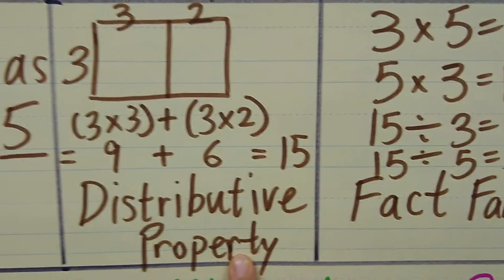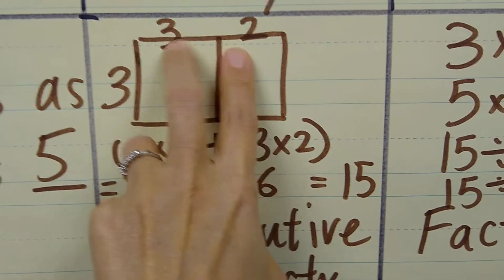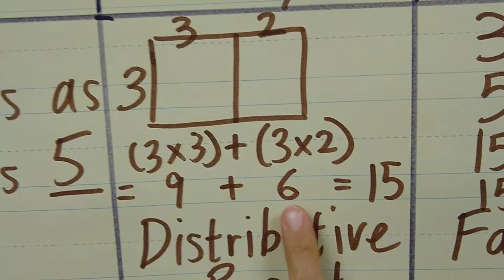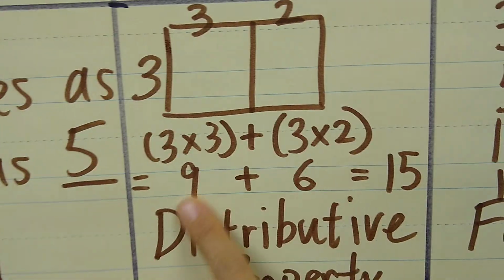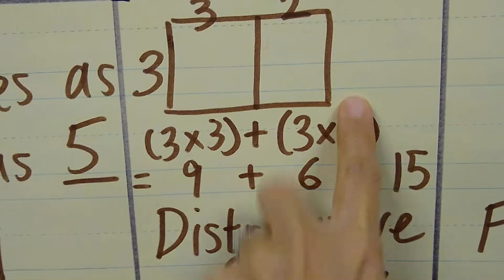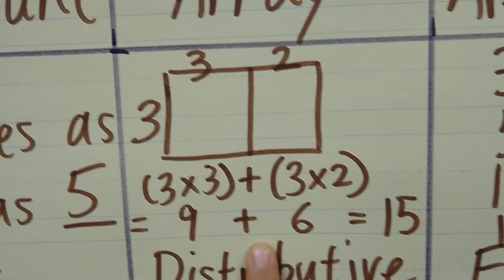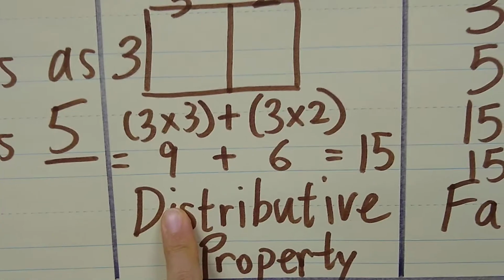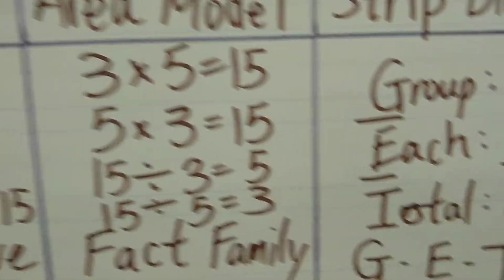This is called distributive property or partial products. You divide up your big number, decompose it into smaller chunks. So instead of 3 times 5, we do 3 times 3 plus 3 times 2. You decompose the 5 into 3 and 2. And this is more useful when you do 2 digits times 1 digit. So this is called distributive property. So 9 plus 6 equals 15.